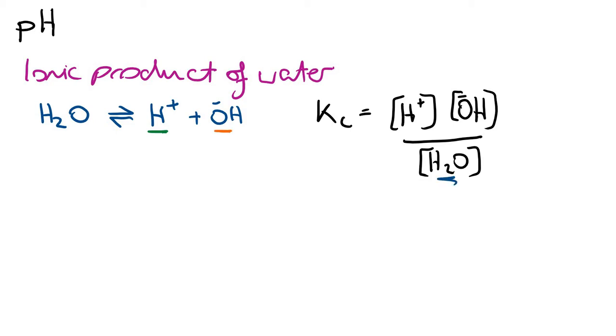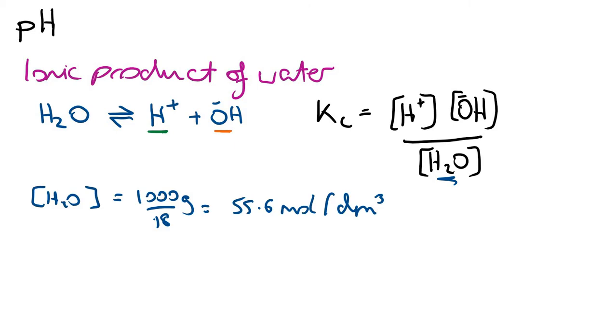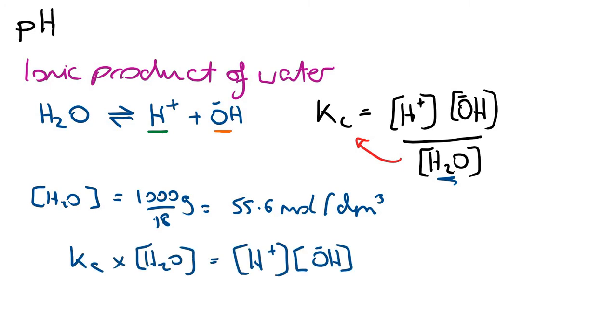We can easily calculate the concentration of water because water has a density of 1 gram per centimeter cubed, so therefore there's 1000 grams in a litre. If there's 1000 grams, then there's 1000 divided by the Mr of water, which is 18, which gives 55.55 moles. So now I'm just going to rearrange the equation above. Multiplying both sides by the concentration of water, we get Kc times the concentration of water is equal to the concentration of the hydrogen ions times the concentration of the hydroxide ions.